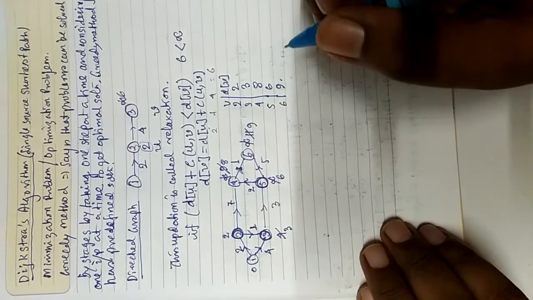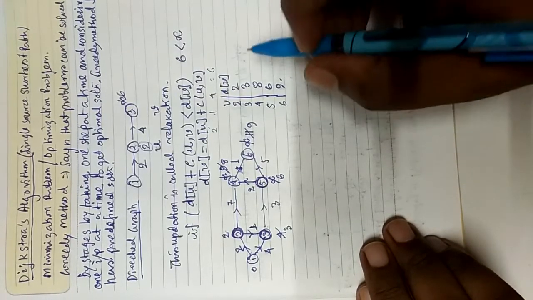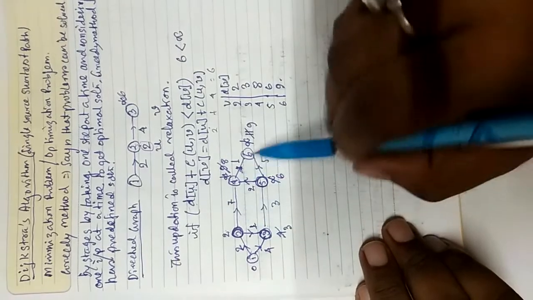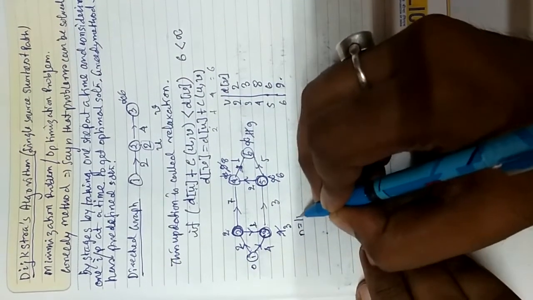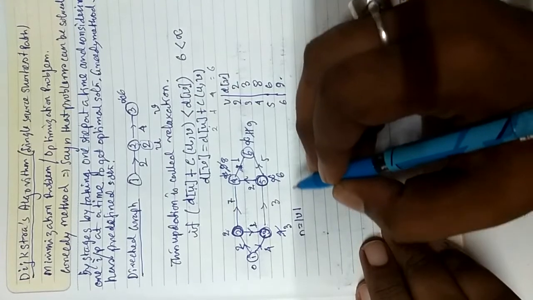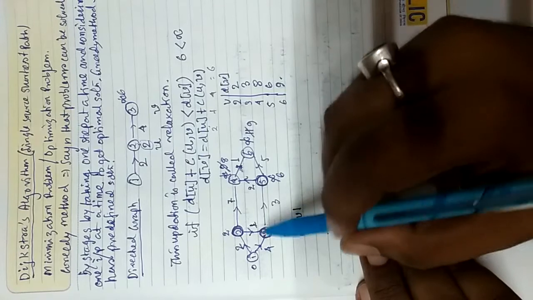Okay, now let us find what the complexity is. So in each step we can see that there are a total of n nodes. This n is nothing but the number of vertices. And how many comparisons am I checking?